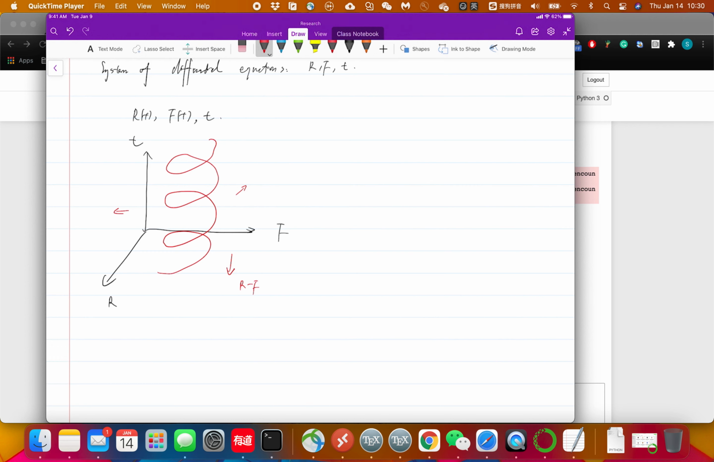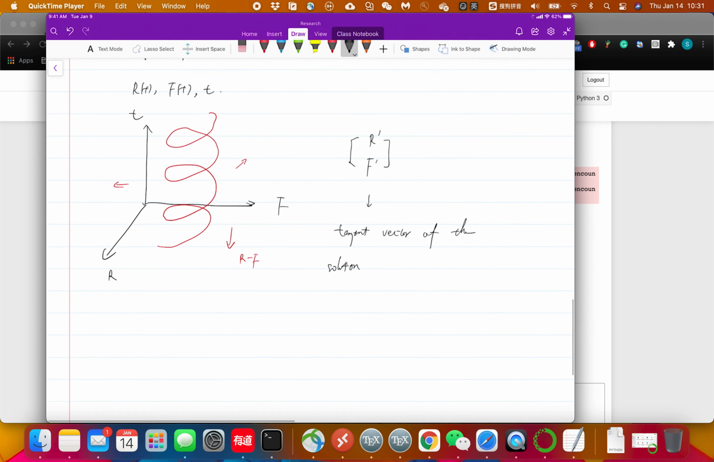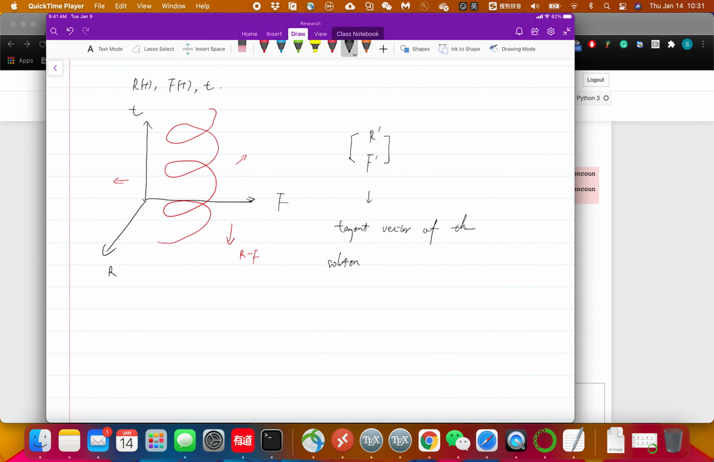Then if you look at this one again, of course, there's no surprise that this one tells you the direction where the solution is going, because this is nothing but the tangent vector. Remember in calculus 3, this is literally the tangent vector, but in the R-F plane. So you don't care about vertically how much this one goes up or down on the t-axis, but you do care about R and F. So it's the tangent vector of the solution curve in the R-F plane.